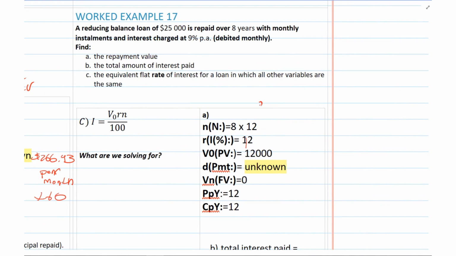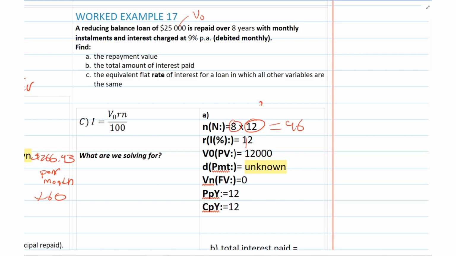Okay, so let's look at a second example here. We've got a reducing balance loan of 25 grand. Again, that's going to be our V0. It is repaid over 8 years with monthly installments. That's where we get 8 years times 12 installments per year, which gives us 96.